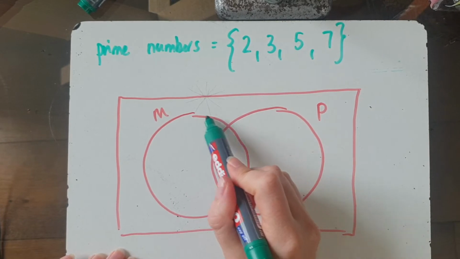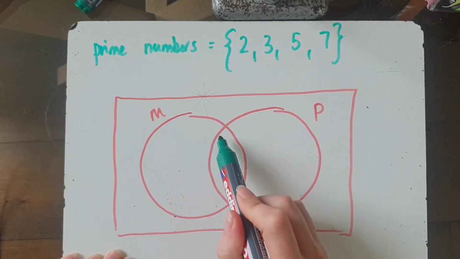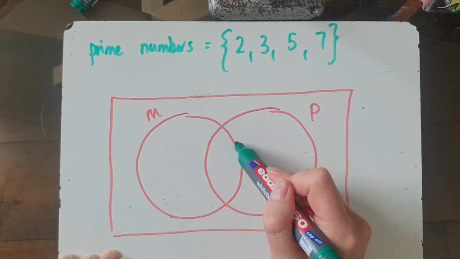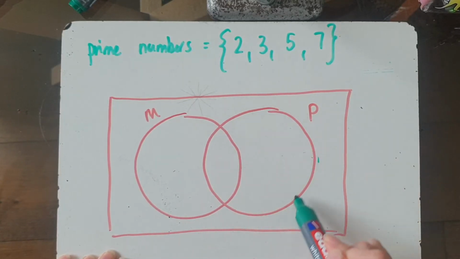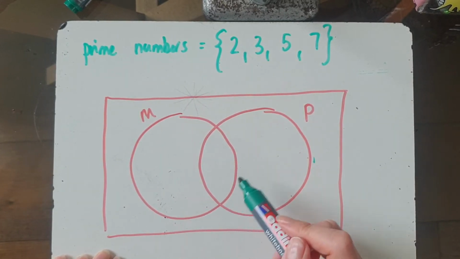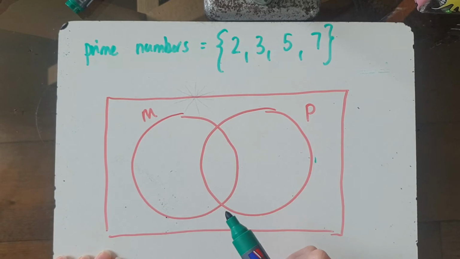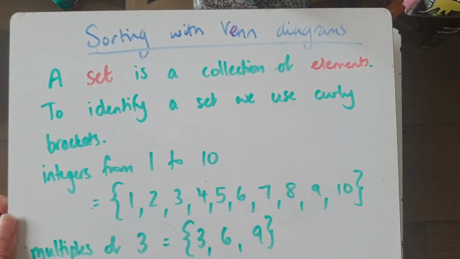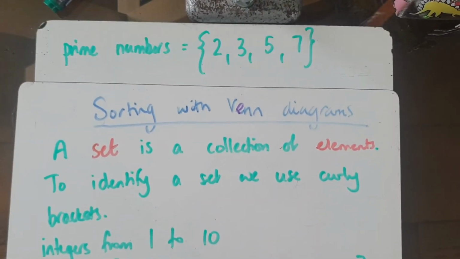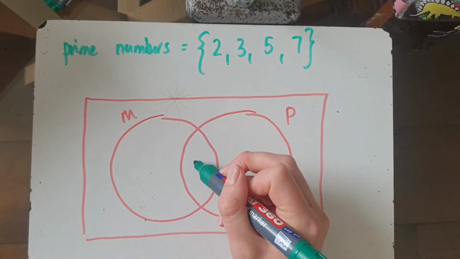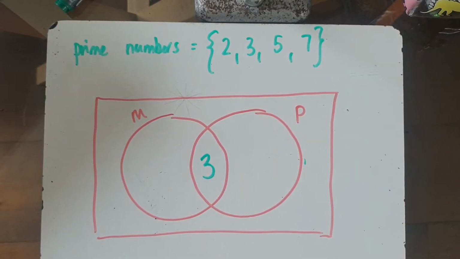In this part of the M circle, we put the numbers that are only multiples of 3. And in this part of the P circle, we put numbers which are only prime. But in the middle goes numbers which are prime and multiples of 3. So those are the ones we need to identify first. If we have a look at the prime numbers and the multiples of 3, we can see that 3 is in both. So that is going to go in the middle.